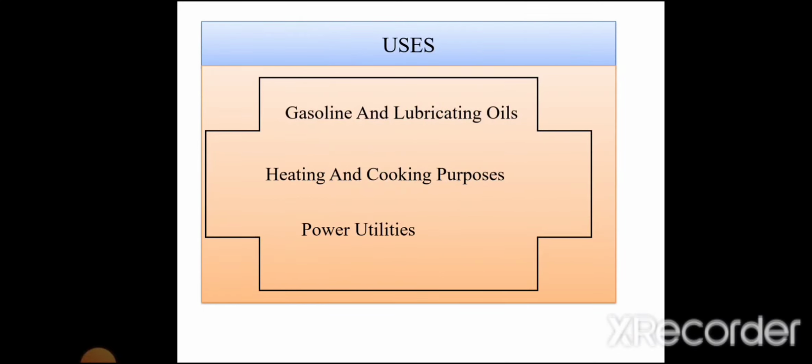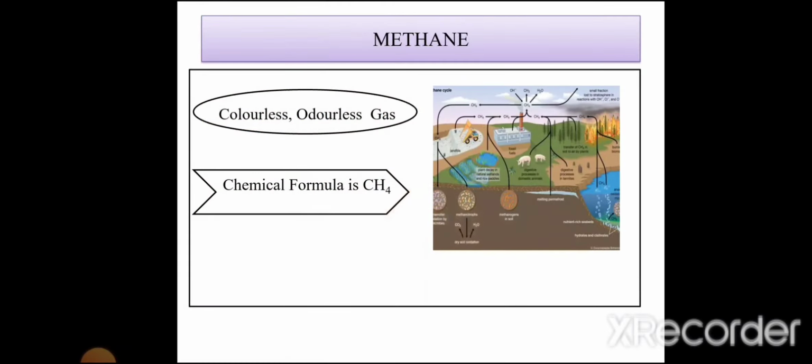Uses: alkanes are important raw materials of the chemical industry and the principal constituent of gasoline and lubricating oils. Natural gas mainly contains methane and ethane and is used for heating and cooking purposes and for power utilization. The first one is methane.